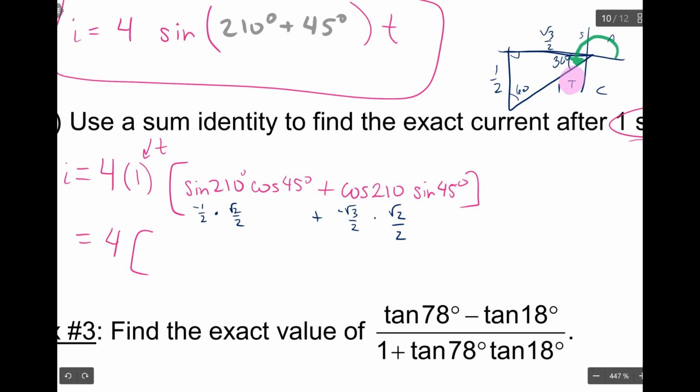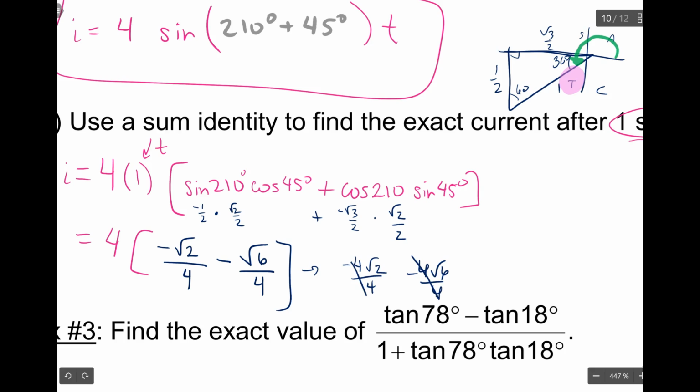So negative 1 times square root 2 is negative square root 2 over 4, since 2 times 2 is 4. Minus, because there's a negative, square root of 3 times square root of 2 is square root of 6 over 4. Now, if I distribute out this 4, I would get negative 4 square root 2 over 4 minus 4 square root 6 over 4. The 4's cancel out. We get negative square root 2 minus square root 6. That's it.